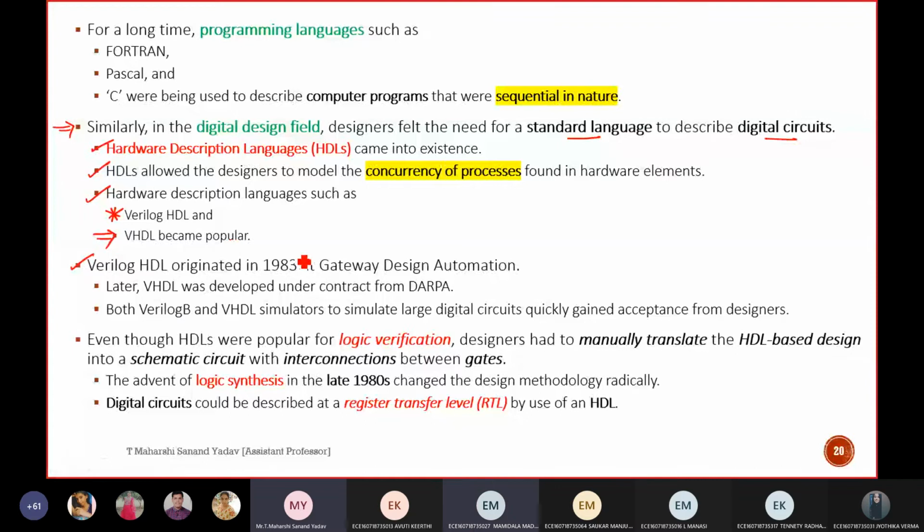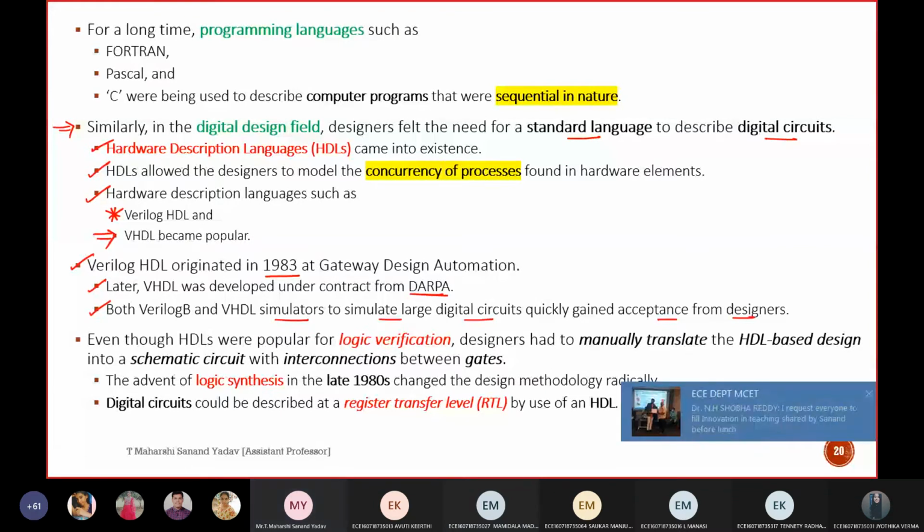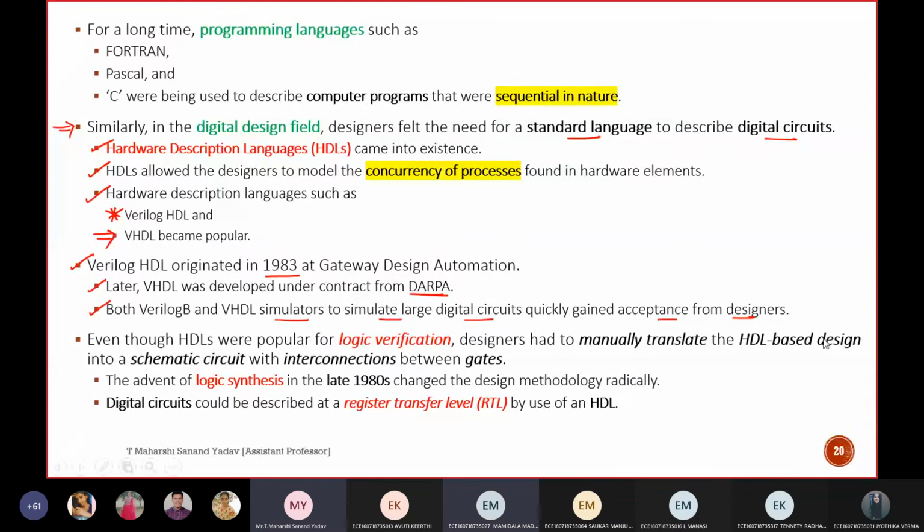Next, Verilog HDL. Verilog HDL originated in 1983 at Gateway Design Automation. Later, VHDL was developed under contract from DARPA. Both the Verilog and VHDL simulators to simulate large digital circuits quickly gained acceptance from designers. Can you tell me, what are simulators? Already I have discussed all this terminology. They test whether the circuit is working fine or not. Done. Next.